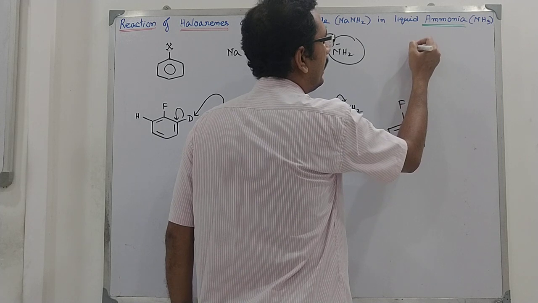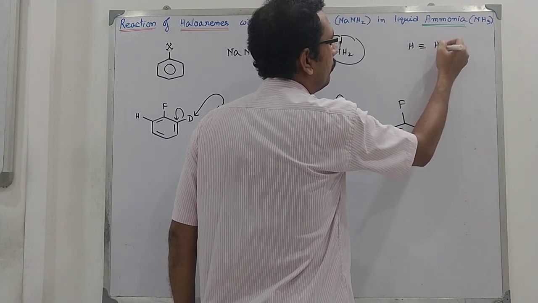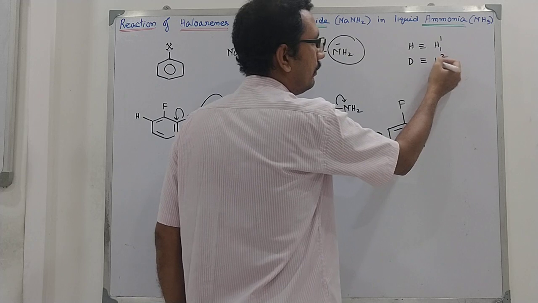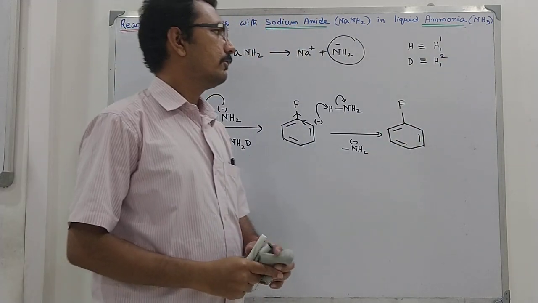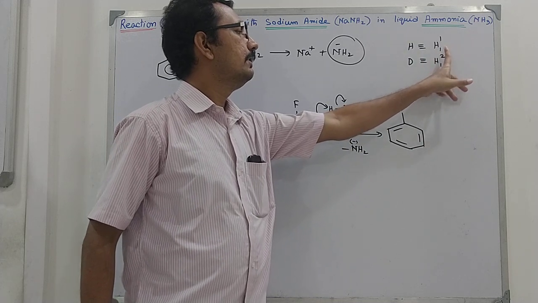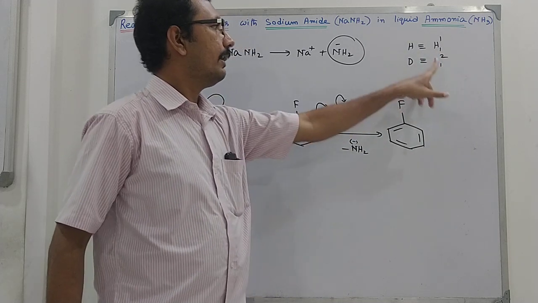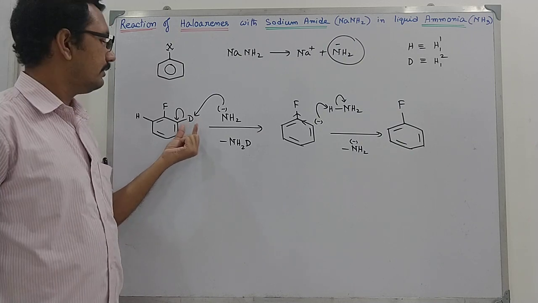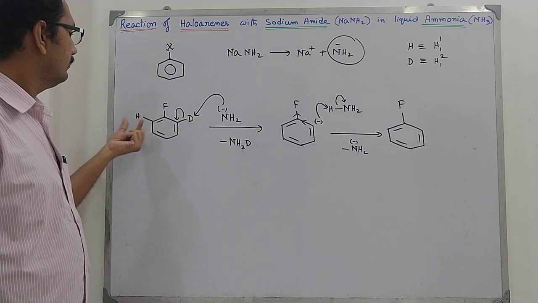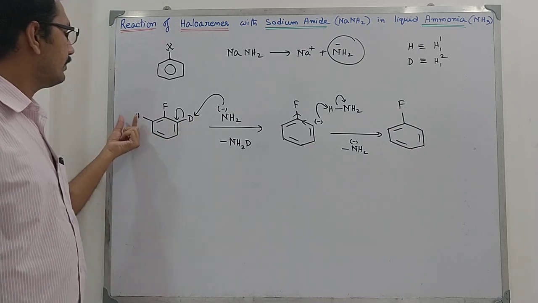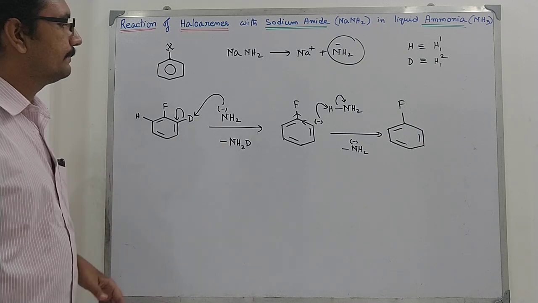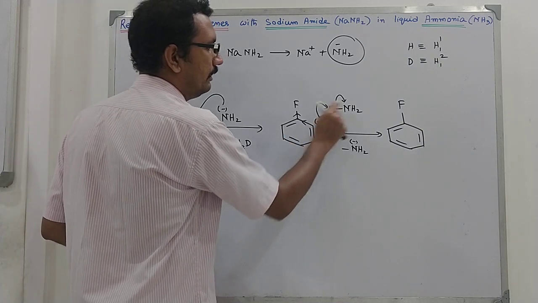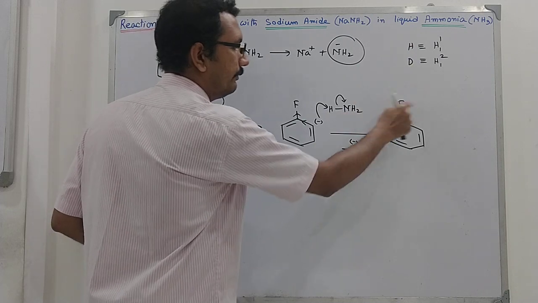Now you see H refers to 1H1 and D refers to 1H2. That is, it has one neutron at the nucleus, whereas hydrogen is devoid of any neutron. So all the chemical behaviors are similar to that of hydrogen, but it is double in mass compared to hydrogen. So this deuterium will be extracted and we will get a carbanion here. Now this carbanion will extract proton from the solvent and will give you fluorobenzene.